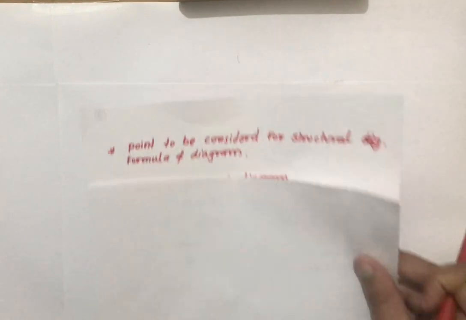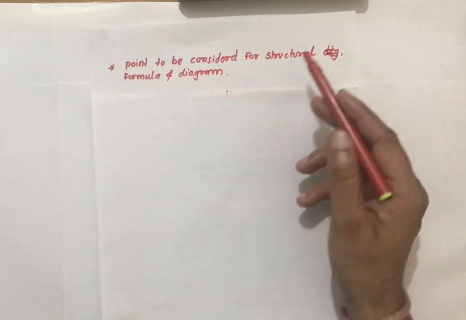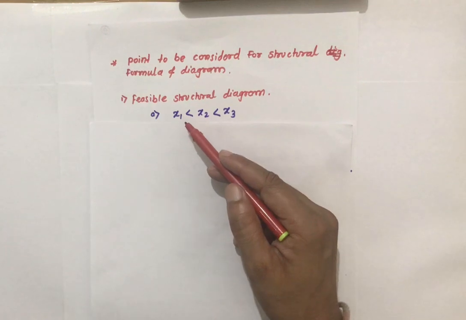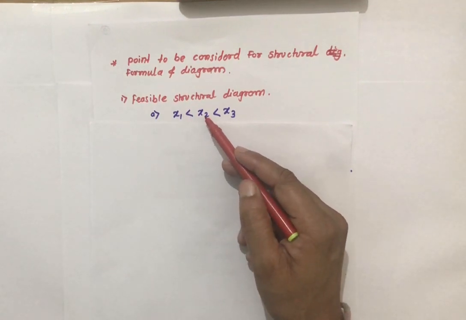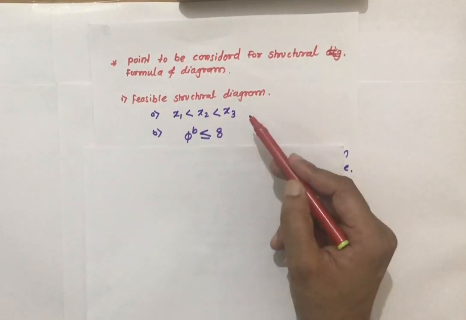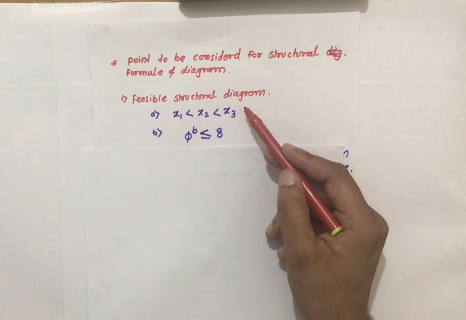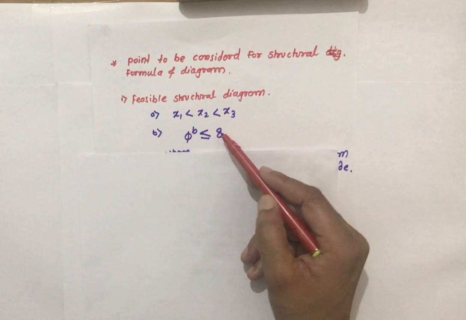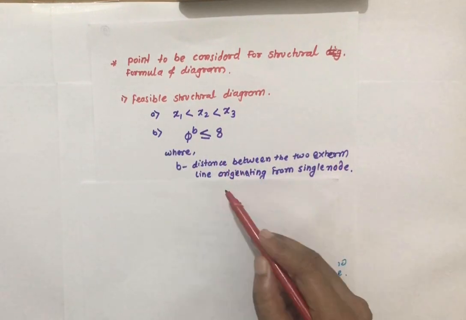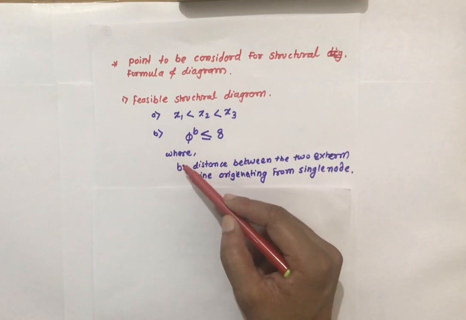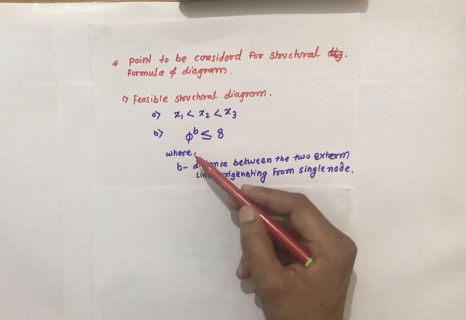Now, points to be considered for the structural formula and structural diagram. For feasibility of the structural diagram or structural formula, x1 is less than x2, and both are less than x3. This is the first feasibility condition. The next feasibility is phi raised to b is less than or equal to 8, where b is the distance between the two extreme lines originating from a single node. We'll solve this b after drawing the structural diagram.